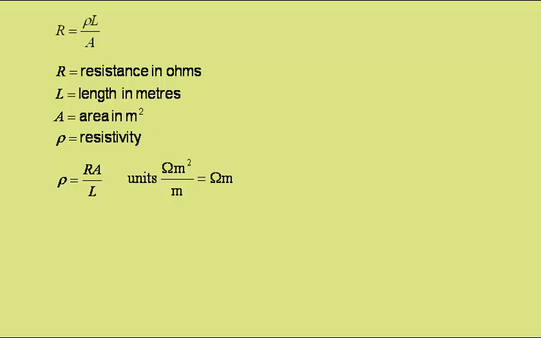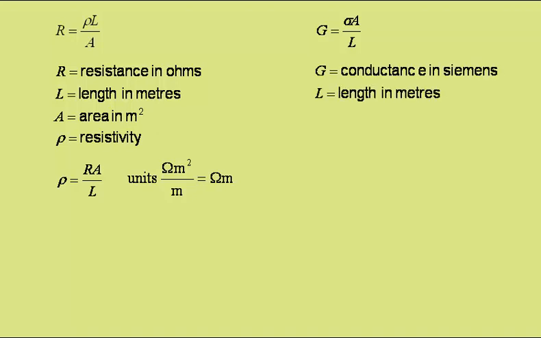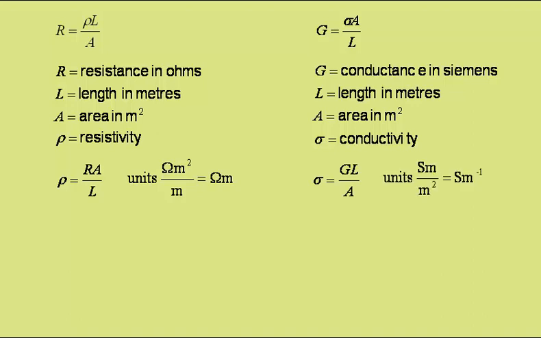We can do an equivalent equation in terms of conductance and conductivity, and here it is. In this equation, G is the conductance in Siemens, L again the length in meters, A the area in square meters, and sigma the conductivity. Rearranging, we get that sigma is equal to GL over A. Putting in the units of Siemens meters over square meters gives the units of conductivity as Siemens per meter. So you see that resistivity is just the inverse of conductivity.